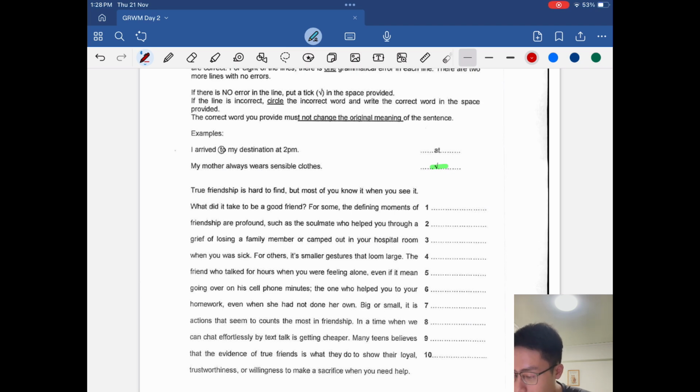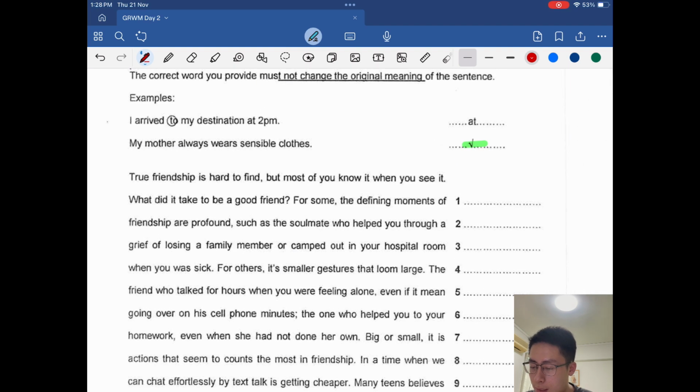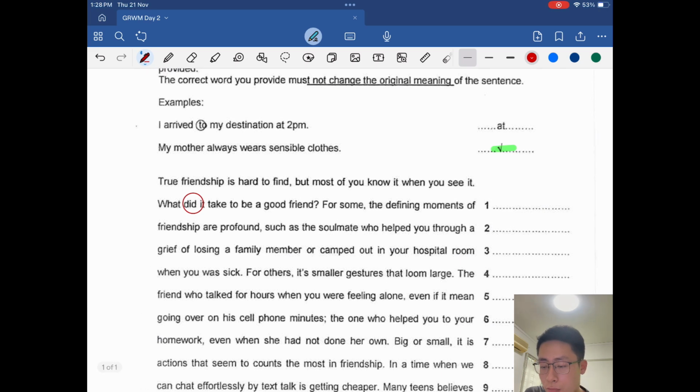True friendship is hard to find, but most of you know it when you see it. Interesting. Okay, so let's begin proper with line 1. What did it take to be a good friend? For some, the defining moments of blah blah blah. Okay, so they're going on to list some of the characteristics or the traits of a good friend. At this point in time, something that is a bit suspicious to me would be the word did. All right, I circled it here, the word did. Because I feel that based on my intuition, my feelings alone, this might be in the wrong tense.